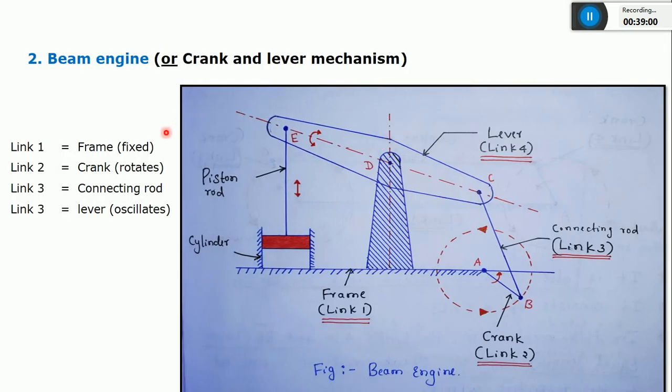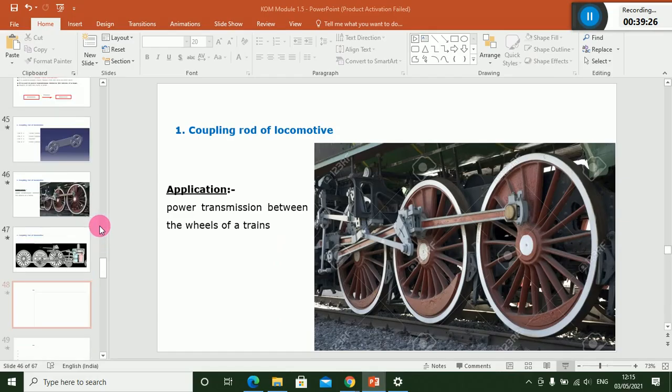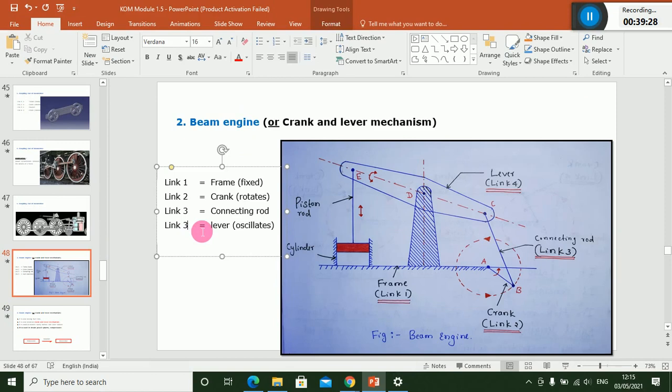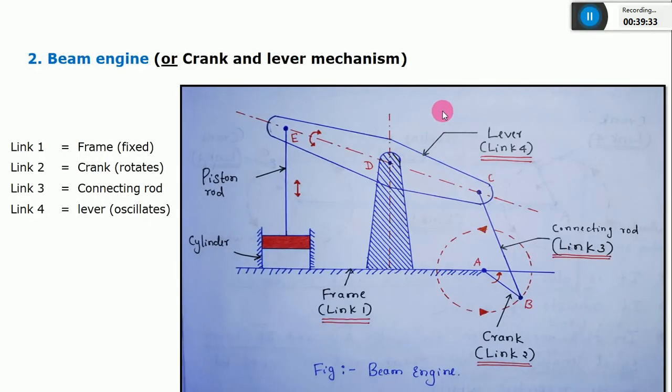Then just take down this one, beam engine. Just draw this figure. You can take a rough diagram. Okay, please draw this. So again, it is also an example of, just let me wait, just make a correction. This is link 4. Yeah, it is also an example of a first inversion.